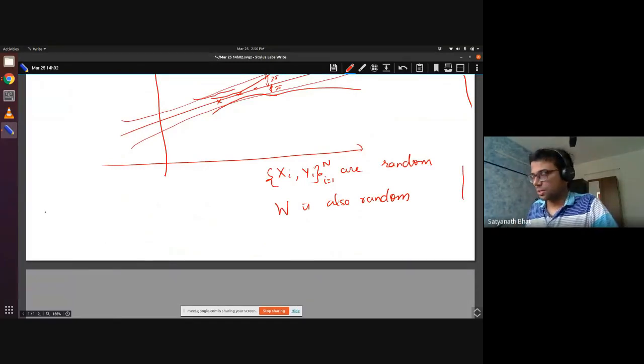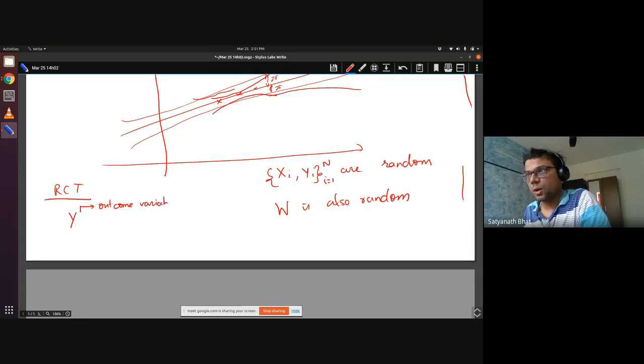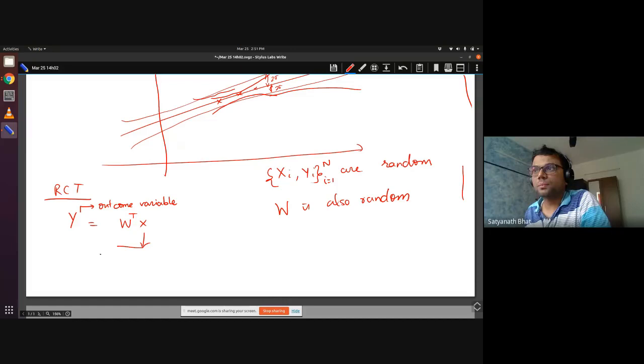This is when you do a randomized control trial, right? You actually use this. So what you do is you will look at y. So y is called your outcome variable. You will put W transpose X. So X will be all your features of the patients, for example.